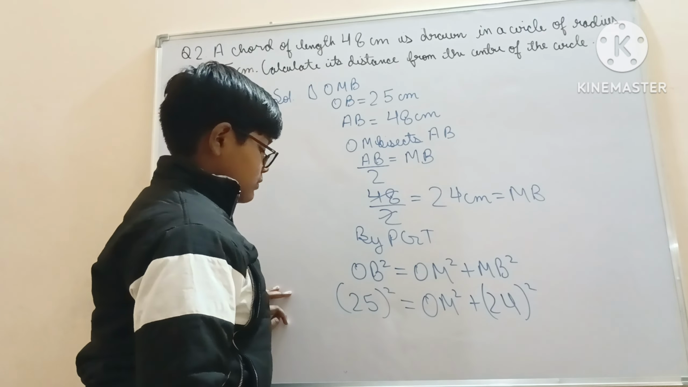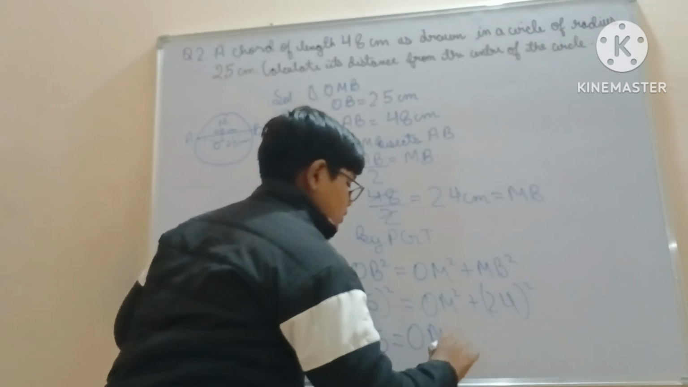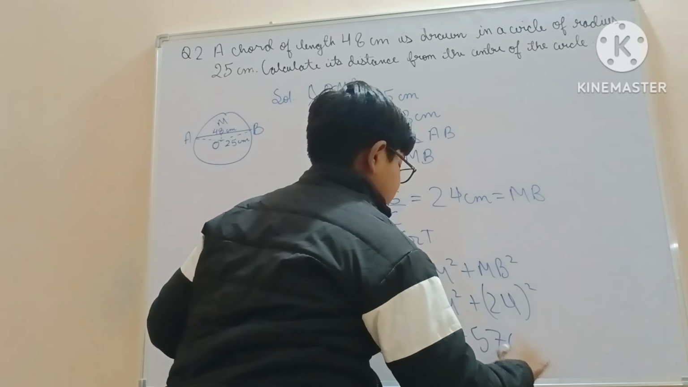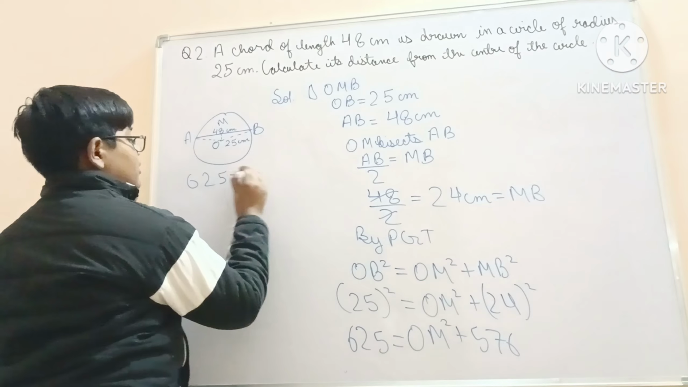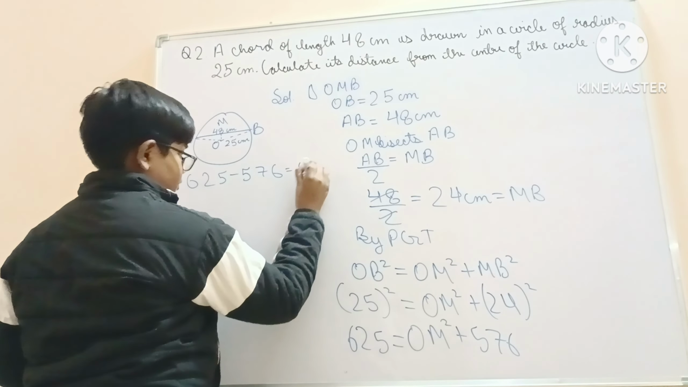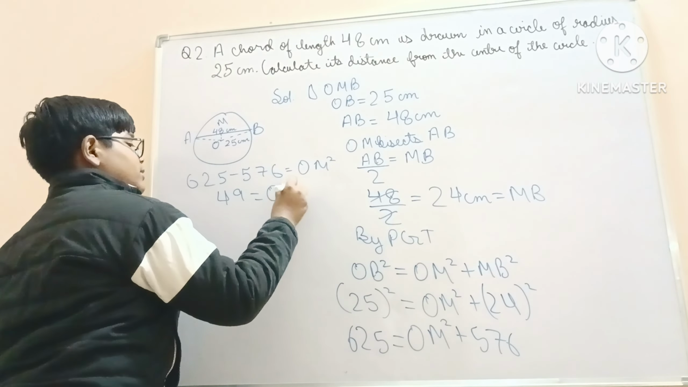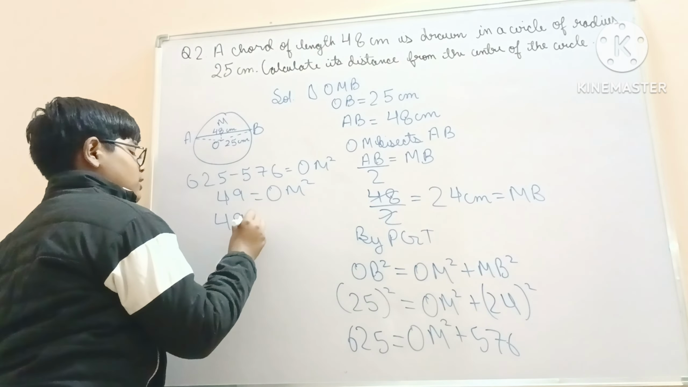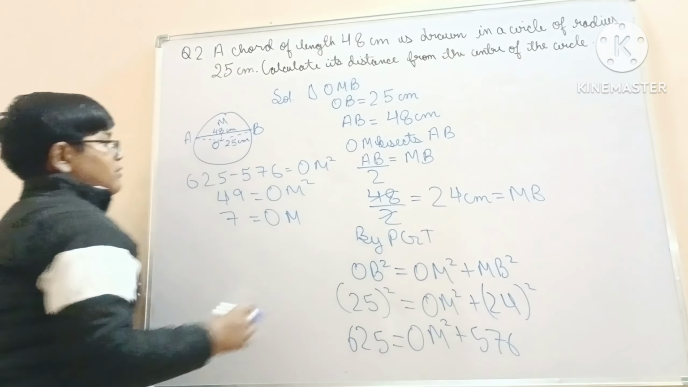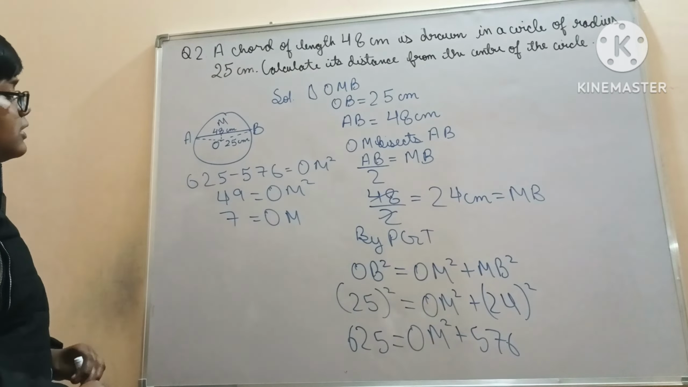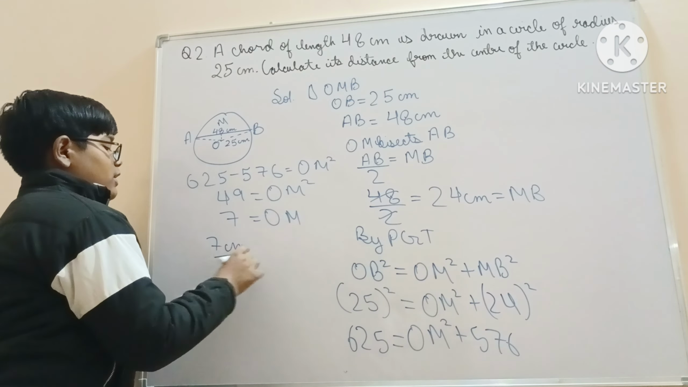Now 25 square is 625 and OM square plus 24 square is 576. So this 576 will be transferred here for further calculation. So 625 minus 576 is 49, which is OM square. Now 49 will be rooted, so it will become 7, which is the value of OM. So we have found the distance of the chord from the center, which is 7 centimeters. And this is the answer.